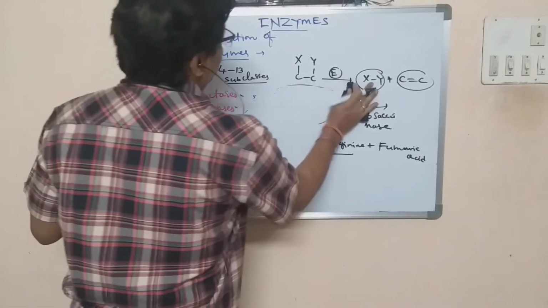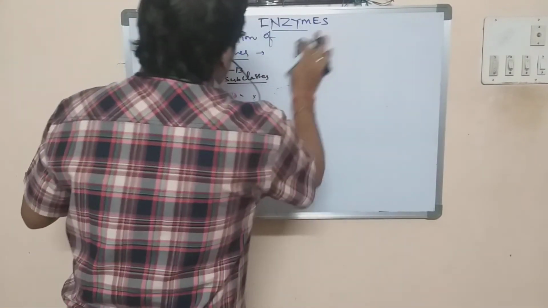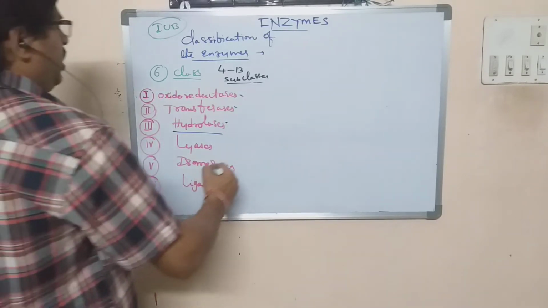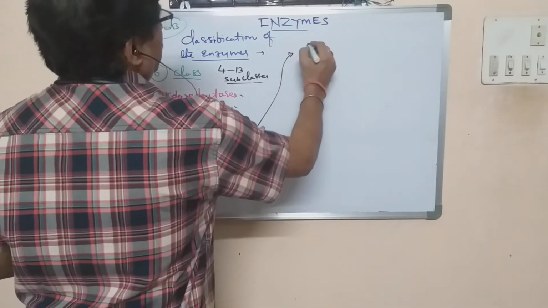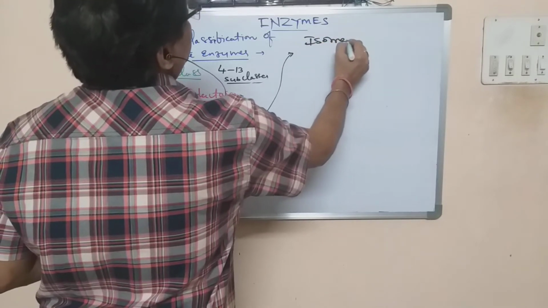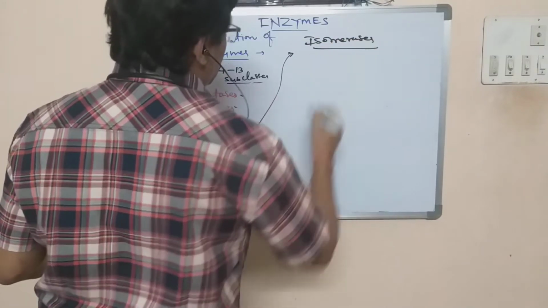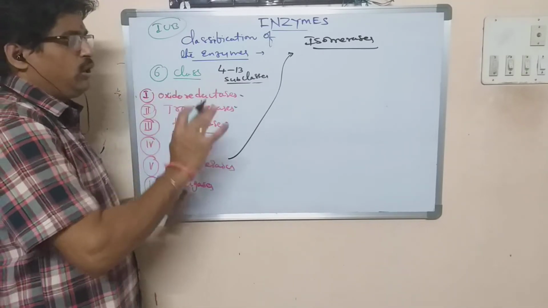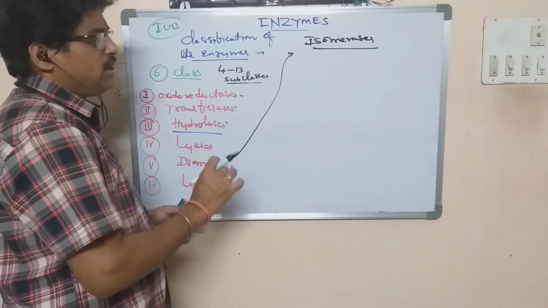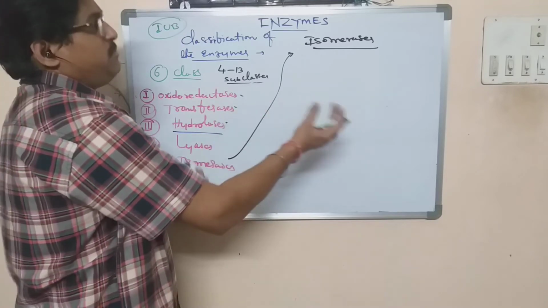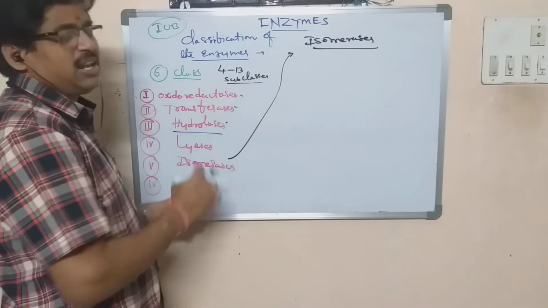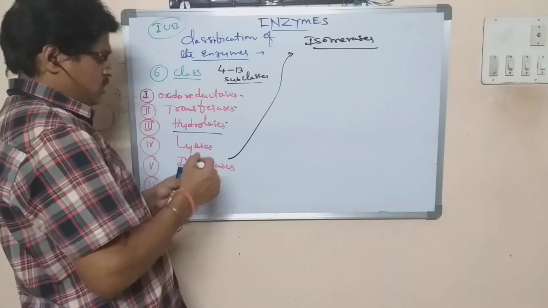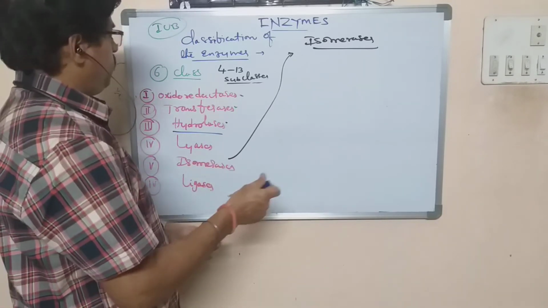Next, another one is called the isomerases. What is that? In the case of isomerases, the number of atoms is not going to change. They only alter the arrangement. They bring changes in the arrangement of the atoms. That's why they are called isomerases, from isomerization.